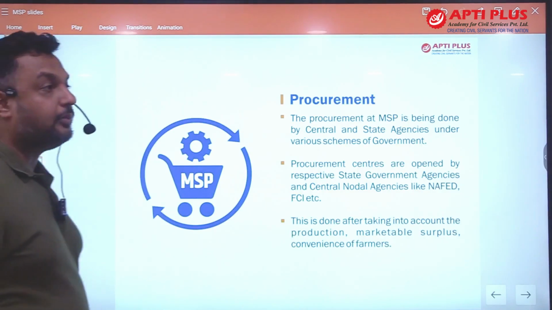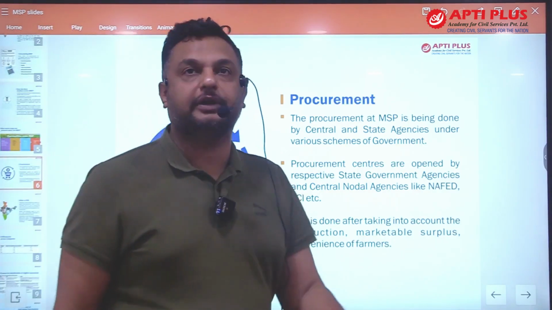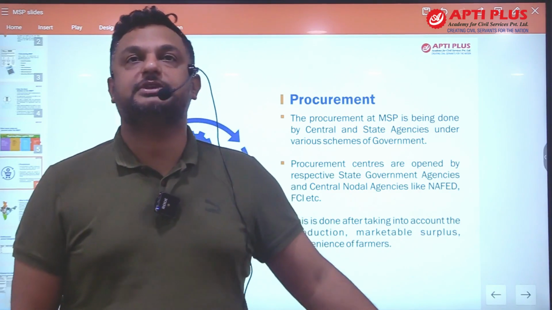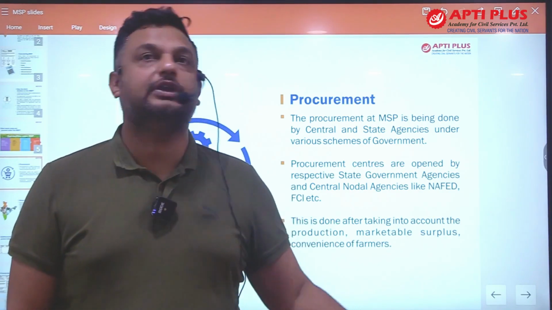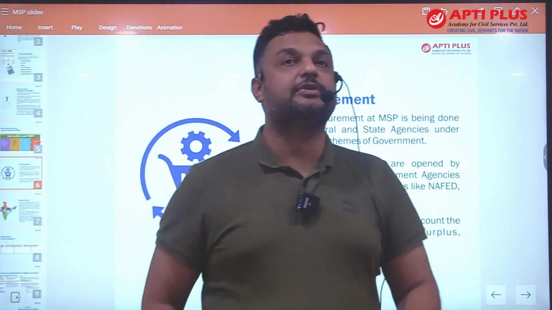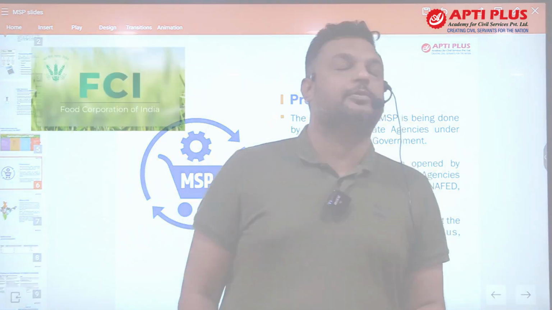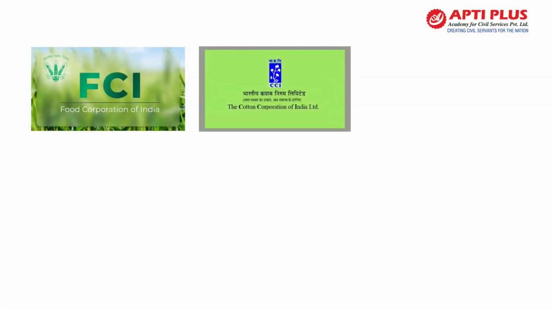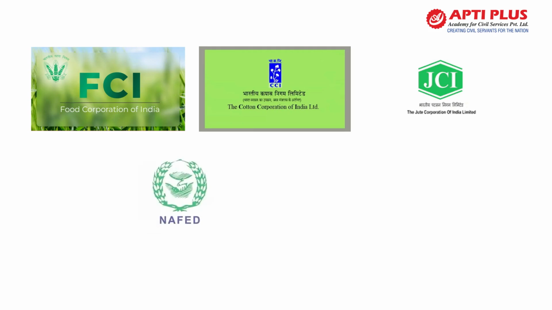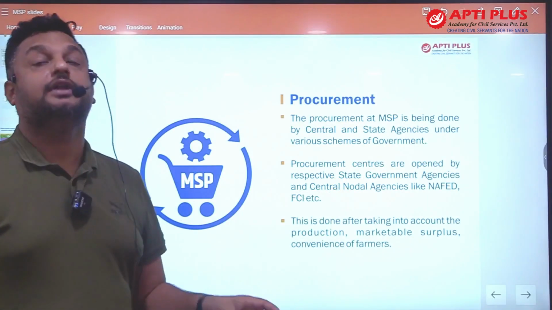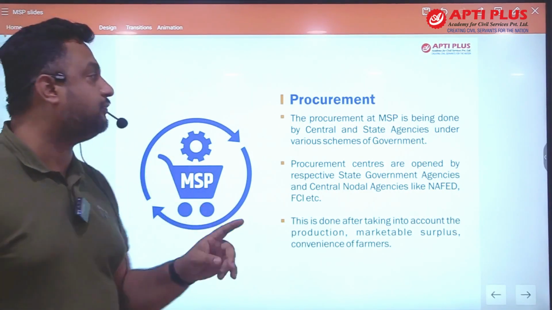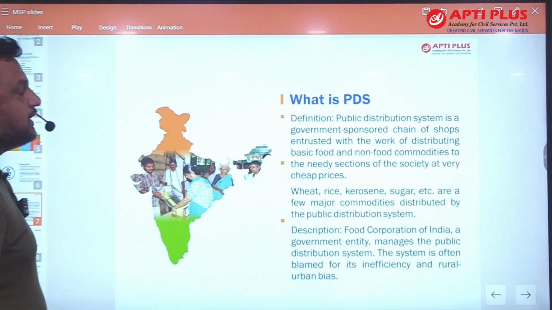Now, sir, the government announced the MSP, but who will procure it? Sir, when the government announces the MSP, will only the government go for procuring? No, sir. We have some procurement agencies like the Food Corporation of India, Cotton Corporation of India, Jute Corporation of India, NAFED, NCDC. Like this, there are many central and state government agencies. They are responsible for procurement of food grains at a rate called what? MSP.